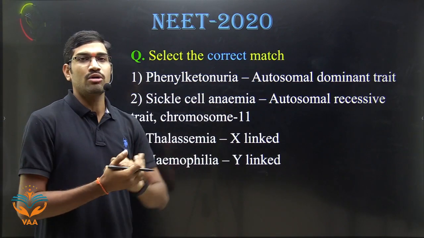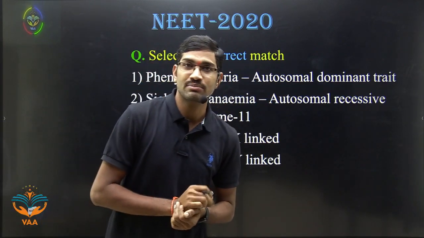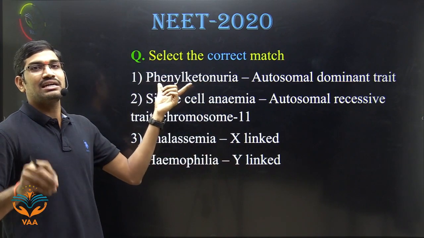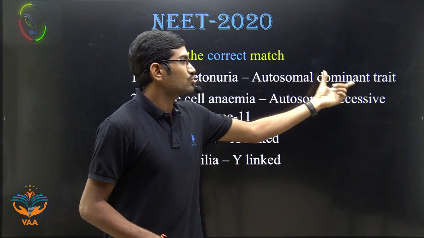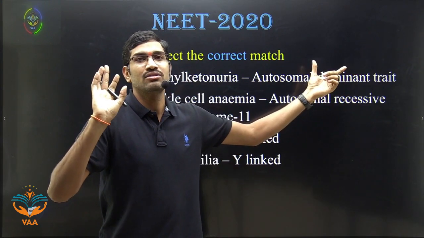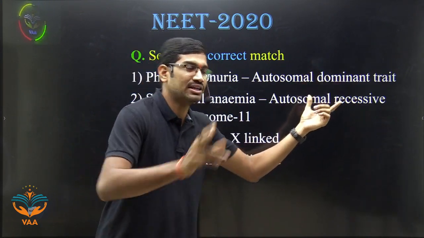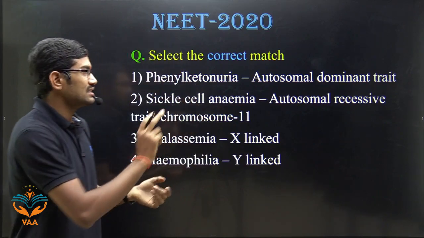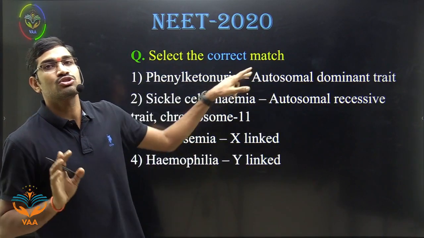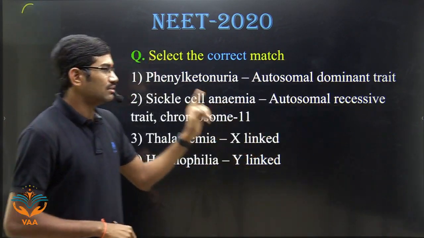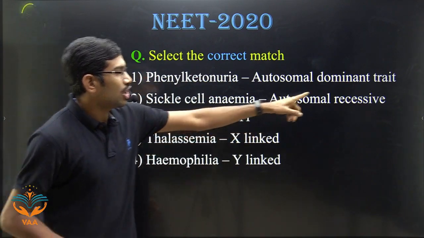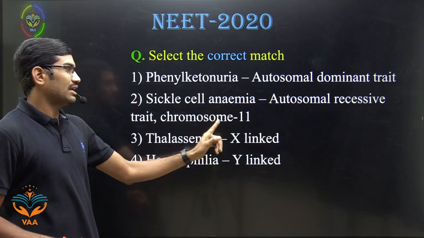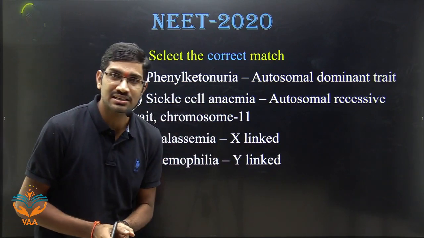Phenylketonuria, autosomal dominant trait. It is a wrong statement, because phenylketonuria is a disorder observed in the autosomal recessive trait. Under the homozygous recessive condition we will observe this. It is present on autosomes, so it is an autosomal recessive trait actually, but they gave dominant, so it is the wrong one. Next one, sickle cell anemia, autosomal recessive trait and chromosome number 11, and it is correct. Yes or no?